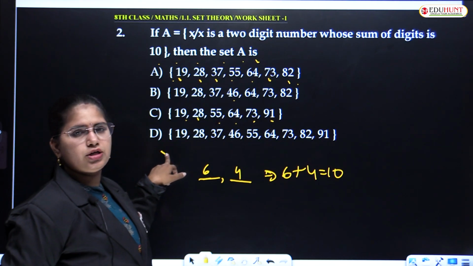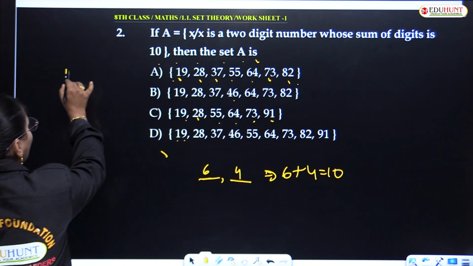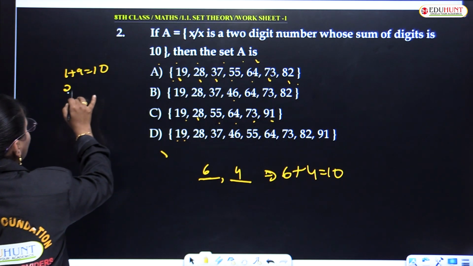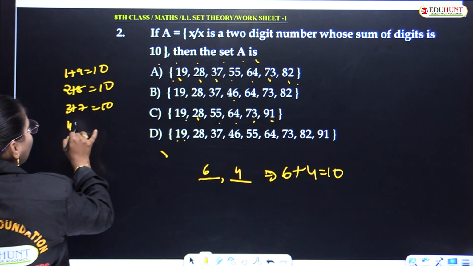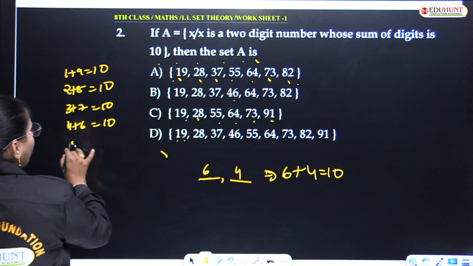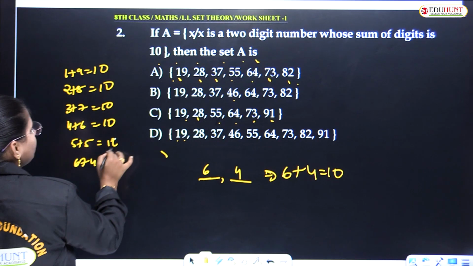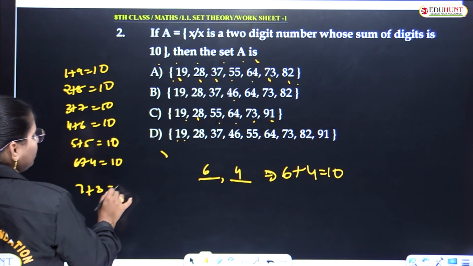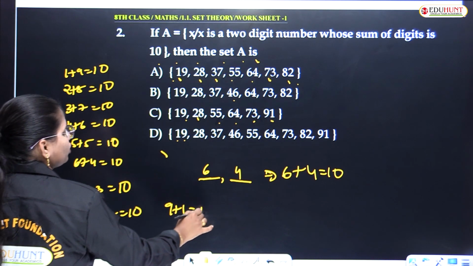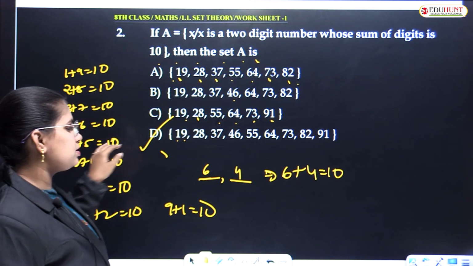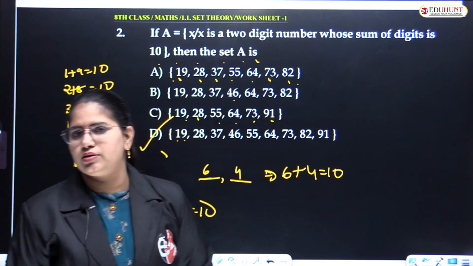So let's check with option D. With option D, 1 plus 9, 10. 2 plus 8, 10. 3 plus 7, 10. 4 plus 6, 10. 5 plus 5, 10. 6 plus 4, 10. Next, 7 plus 3 is also 10. 8 plus 2, 10. And 9 plus 1 is also 10. All are correct, but this one has more elements. So you can say option D will be the answer.